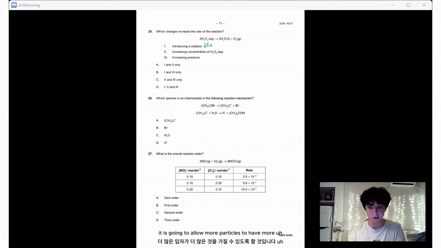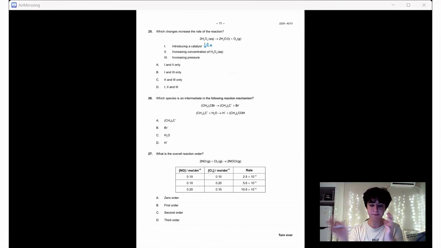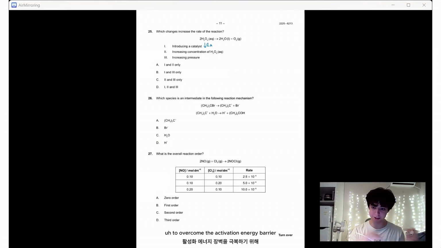Therefore, it is going to allow more particles to have enough kinetic energy to overcome the activation energy barrier. So you're going to have more particles reacting, so you're going to have an increased rate of reaction, and that one is correct. For 2 and 3, there is the particle picture, right?